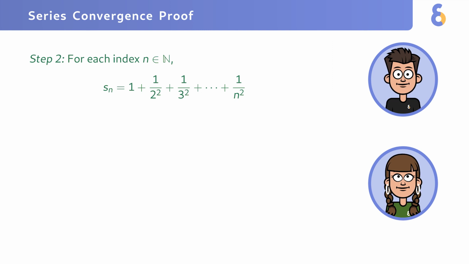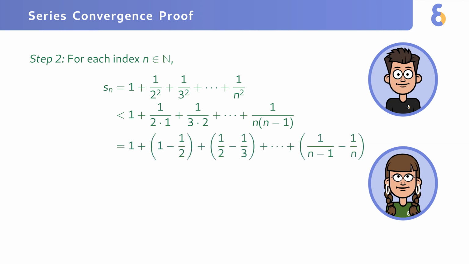Okay, I know I can use a trick with fractions. In the next step, I'll write that this is less than 1 plus 1 over 2 times 1 plus 1 over 3 times 2, and so on up to 1 over n times n minus 1. I think this is helpful because this can make it so that I can rewrite the sum as the difference of terms. Essentially what we get out is a telescoping sum.